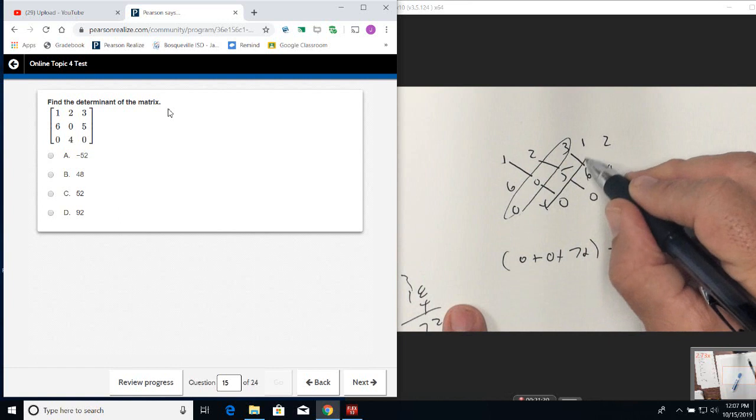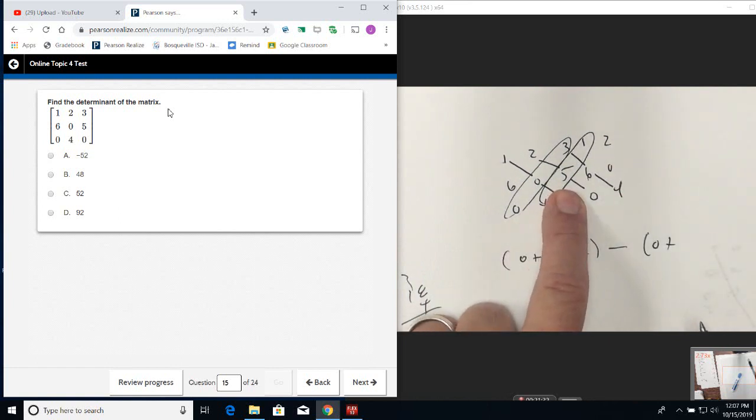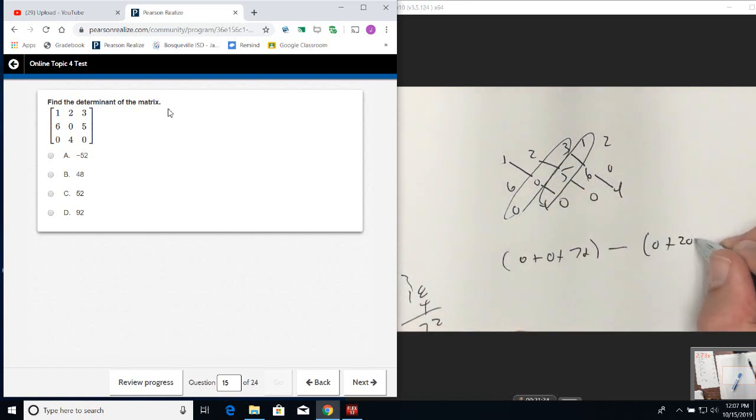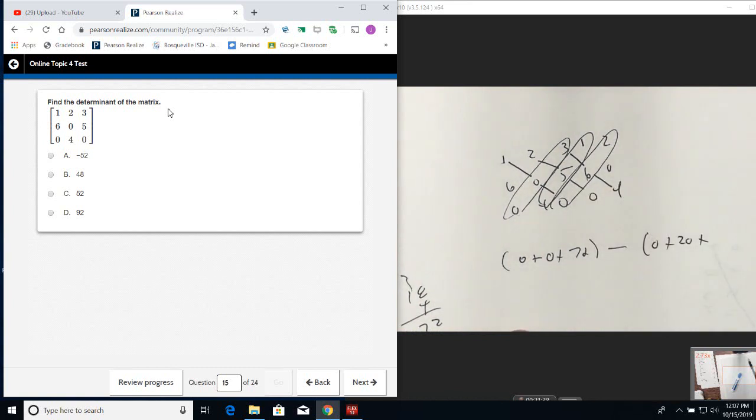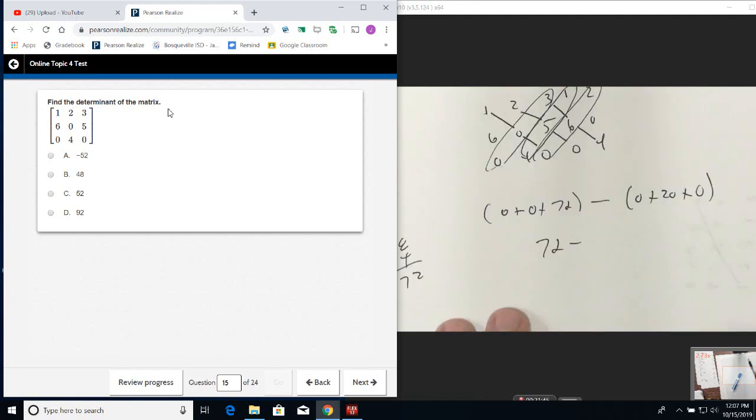Minus my subdiagonal, the sum of the products of 0 times 3, which is 0, plus the 4 times the 5 times the 1, which would be 20, plus the 0 times the 6 times the 2, which is 0. So that would be nothing more than 72 minus 20, which is 52. So that should be C with pencil and paper.